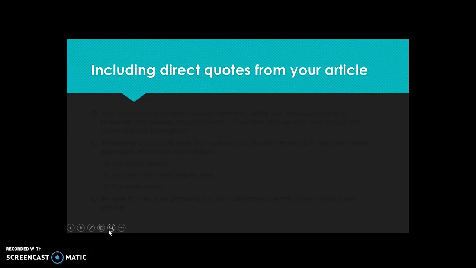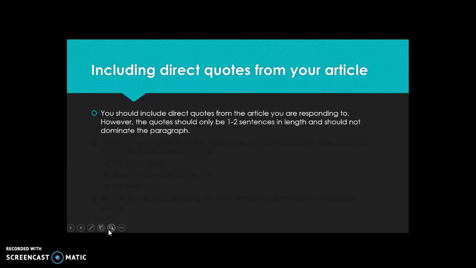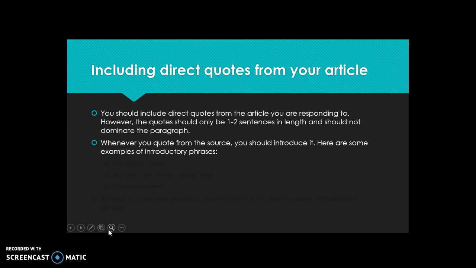One other thing that you want to make sure that you're doing is including direct quotes from your article. However, the quotes should only be 1 to 2 sentences in length, and they're really not there to dominate the paragraph. It's really more to act as support. Okay? Whenever you quote from the source, you need to introduce it. Don't just drop a quote in there without giving some kind of introductory phrase. And I've given you a couple of examples here.